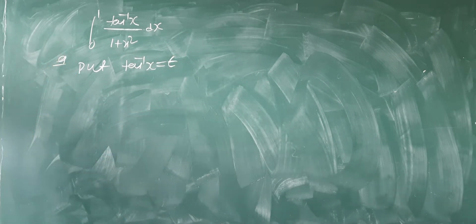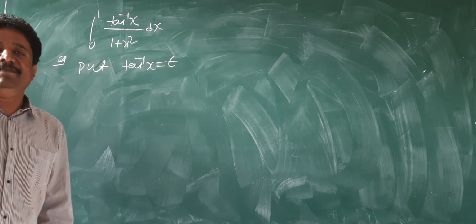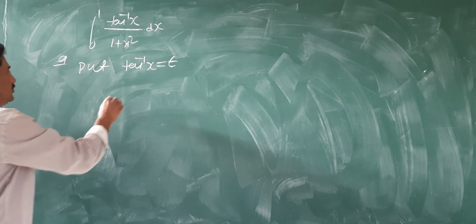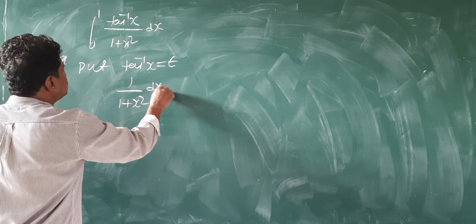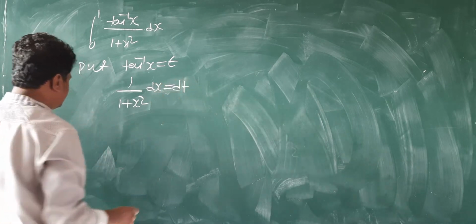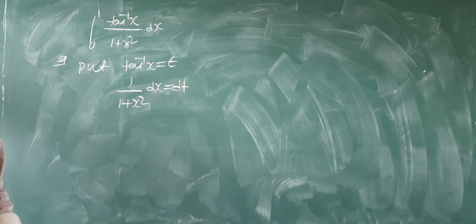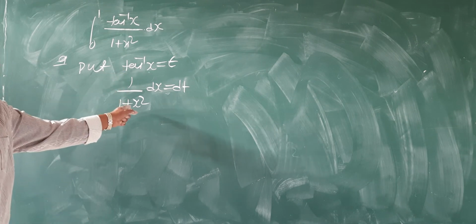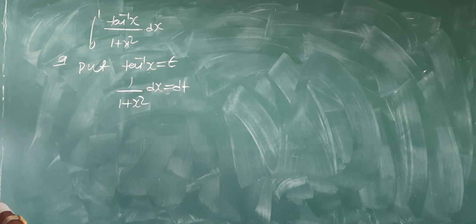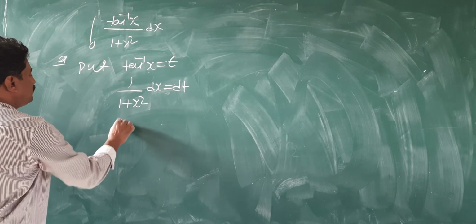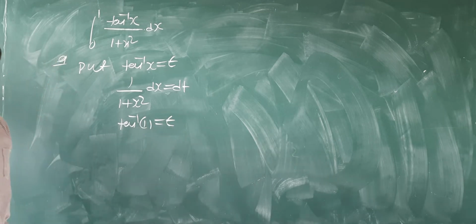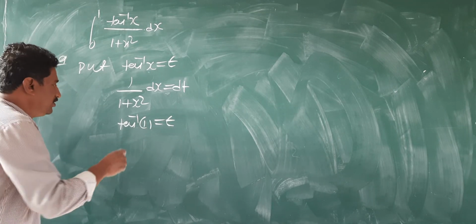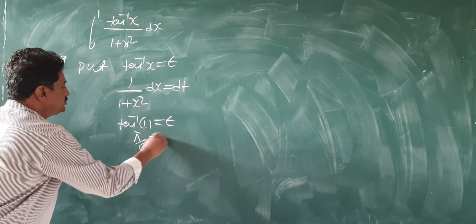So differentiation of tan inverse x is 1 by 1 plus x square, so 1 by 1 plus x square into dx is dt. Now change the limits. Tan inverse 1 equals t. How much is tan inverse 1? Pi by 4. So pi by 4 equals t.